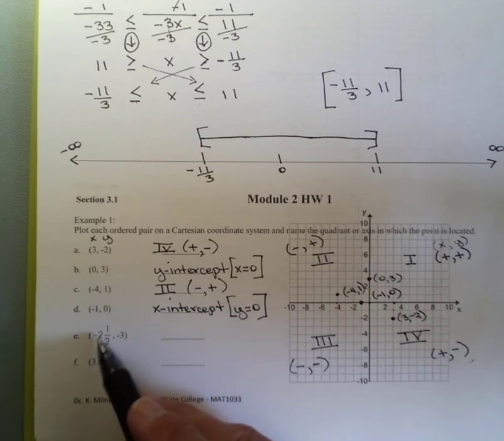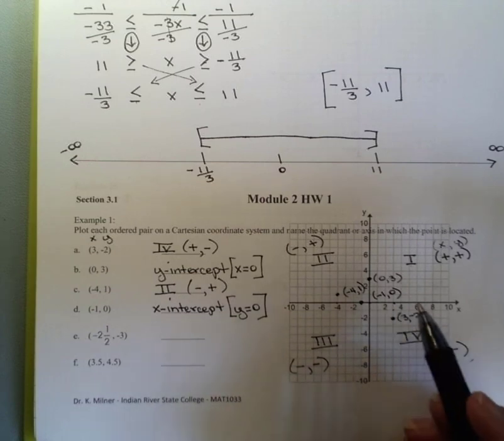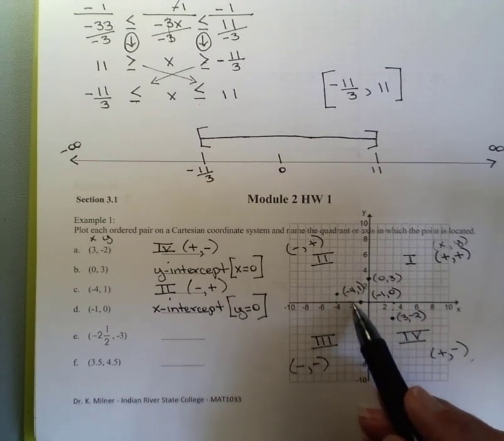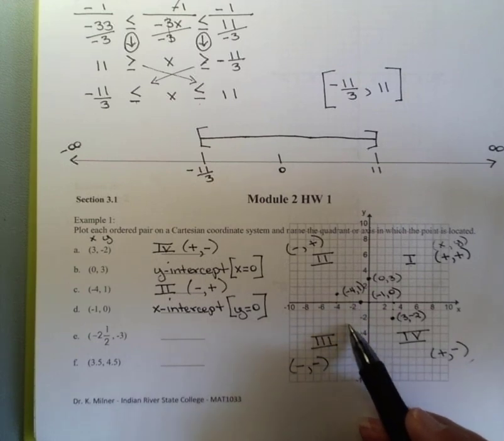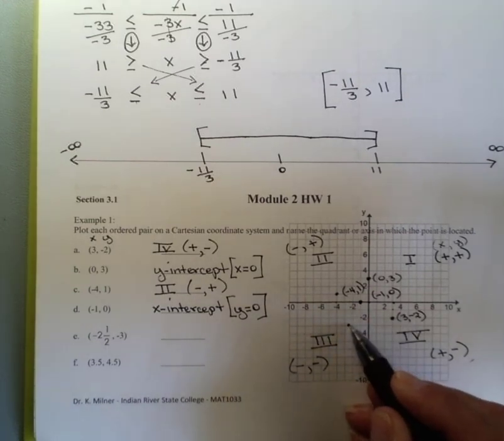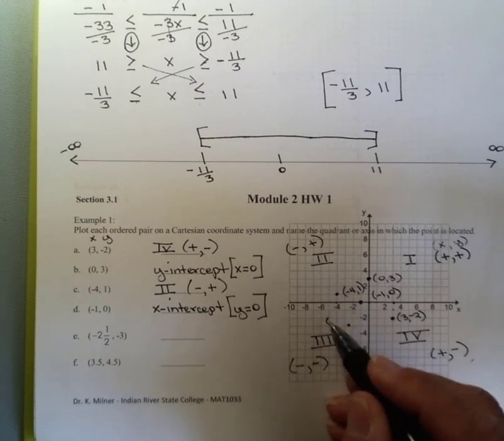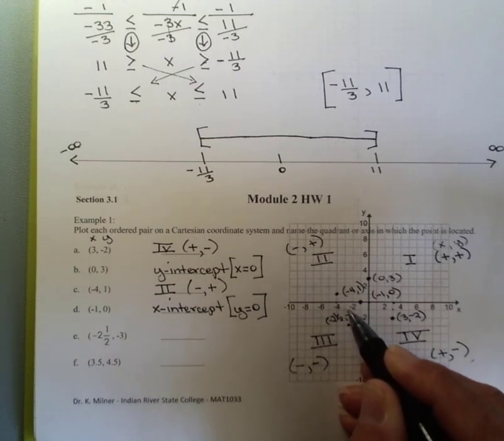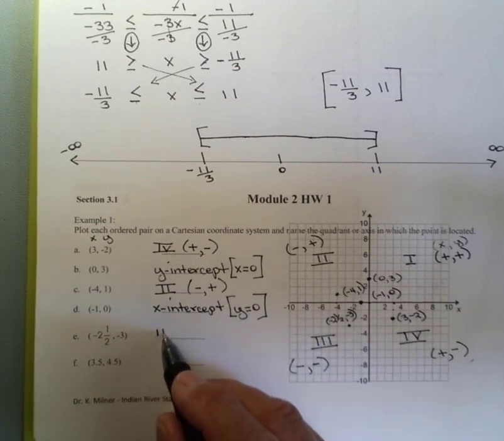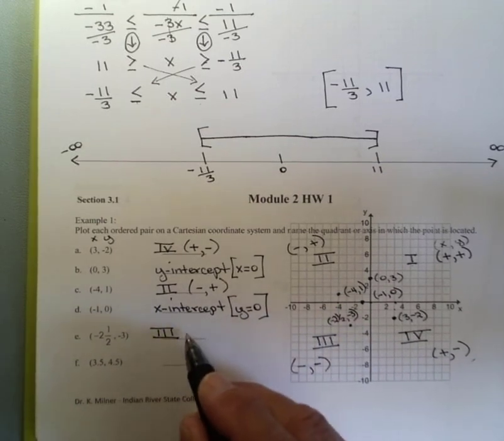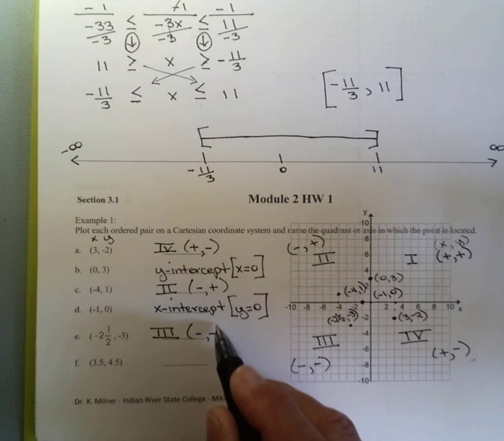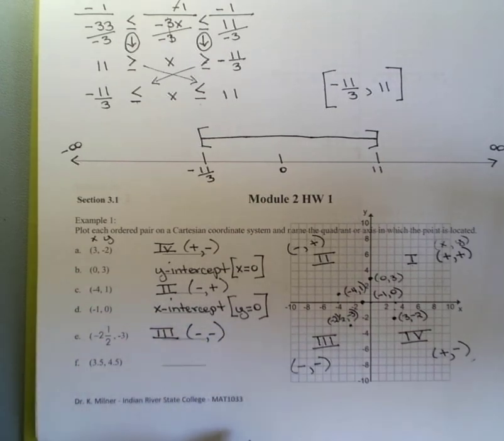All right, what about this one? I've got negative 2.5 and negative 3. Well, it's not too hard to graph negative 2.5. You just go in the negative direction 2 1/2. I can go halfway. And then I'm going to go down 3, right about here. That would be the point (-2.5, -3). And where is it? Well, it's in quadrant 3. Why do I know? Well, look, it has negative, negative, doesn't it? And that's always quadrant 3.